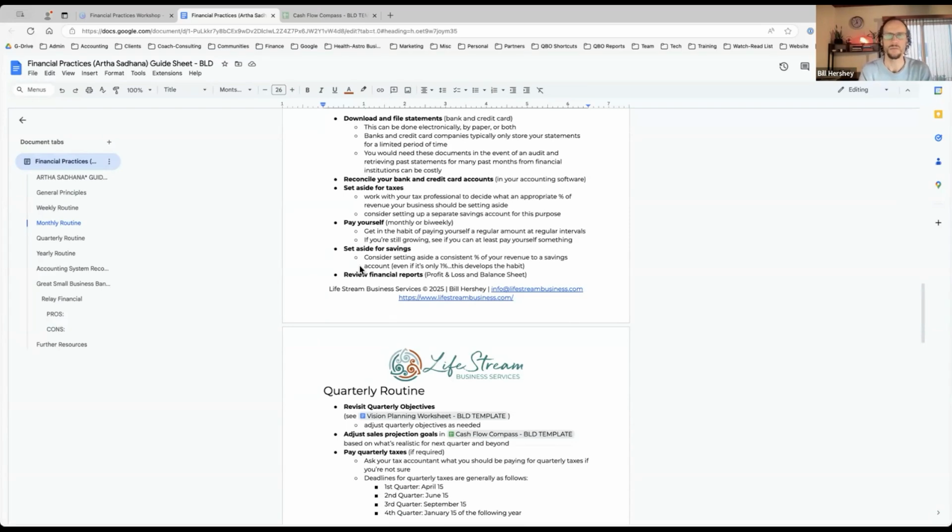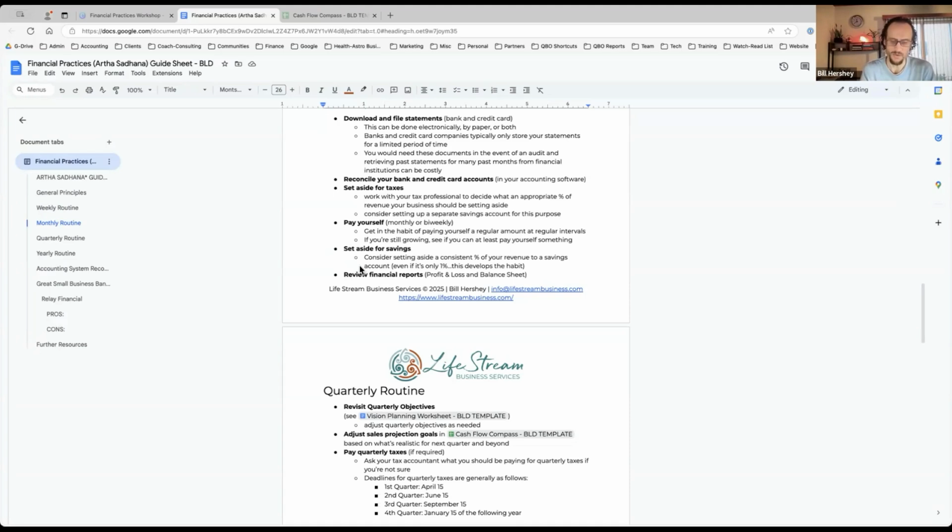set aside some savings for future investments in your business, maybe investing in future trainings, maybe investing in equipment, or maybe just having it for when you need it personally if you're going to buy a house at some point in the future. So setting aside for savings is really key.